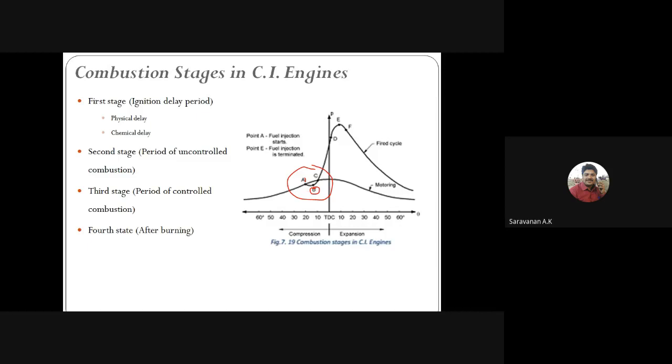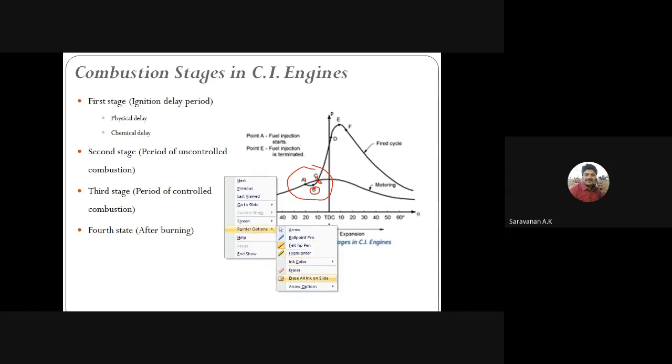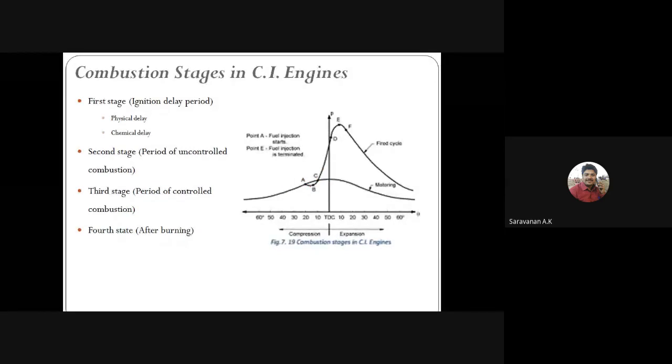So where the flame first appears, that point is called point C. In this graph you can see these three points, A, B, and C. This term will be in the first stage. It's a very important 8 mark question or part B question, that's why I'm repeating this one.